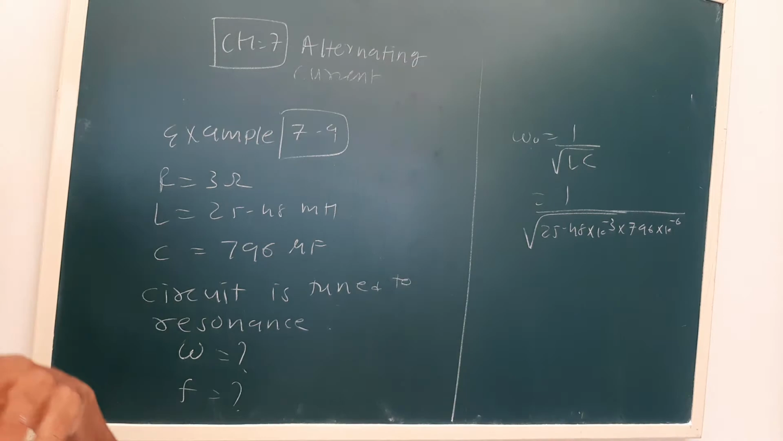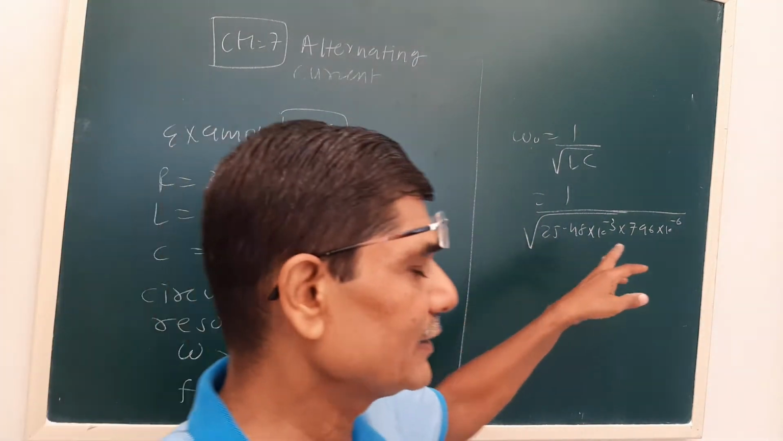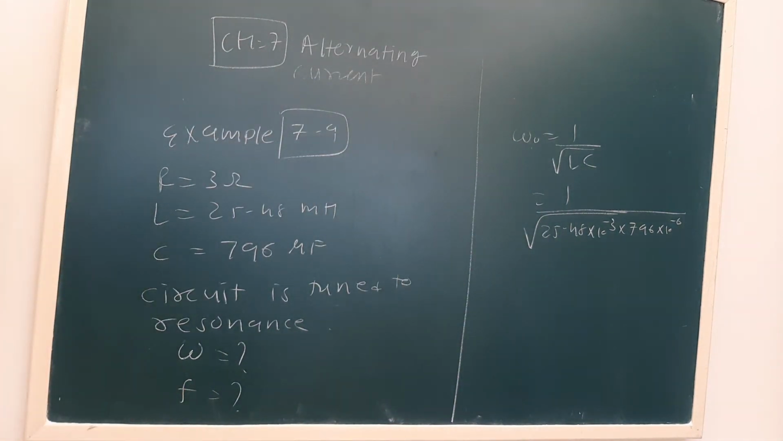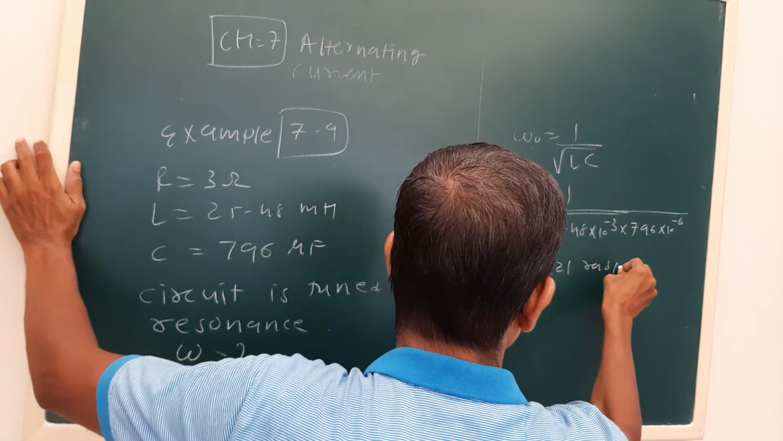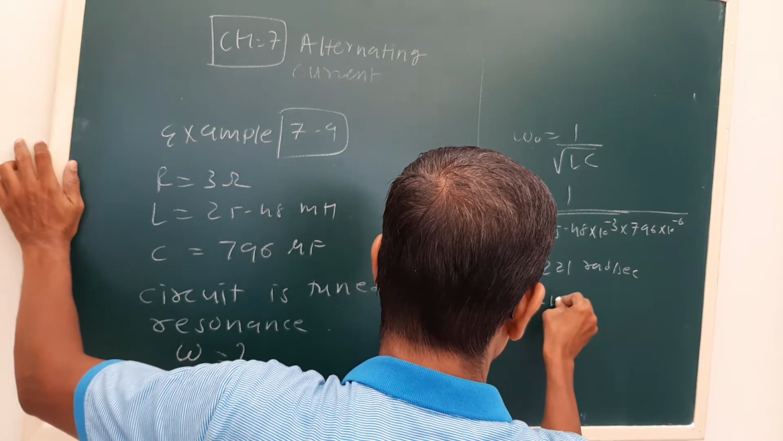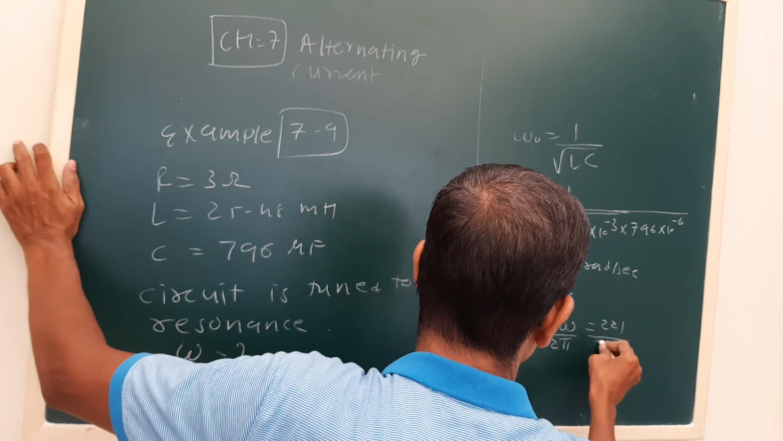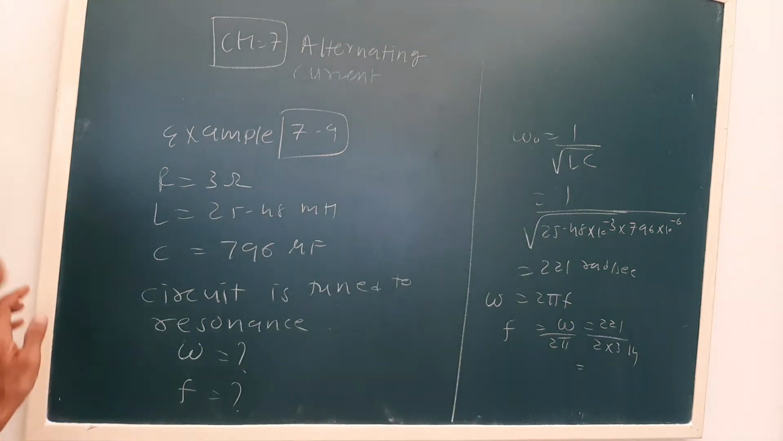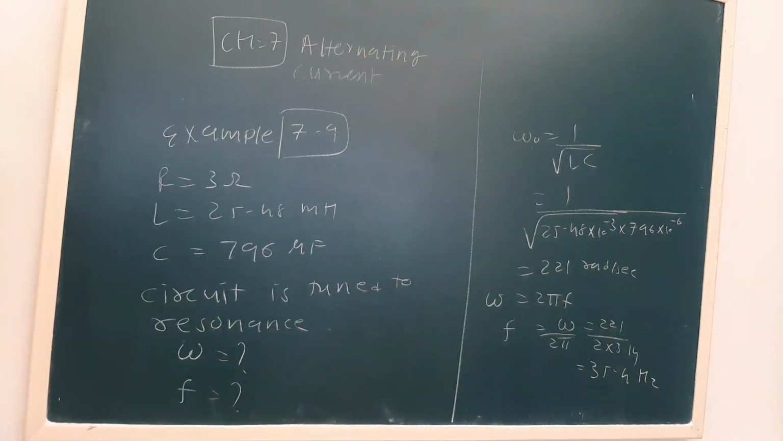Now see here, power is -9. Take care, whenever there is a square root we should have an even power. So by keeping this in mind, if you solve this, omega will be 221 radian per second. Omega is 2 pi f, f is omega upon 2 pi. If you solve this, this will be about 35.4 hertz. So this is how we can calculate the resonance frequency.